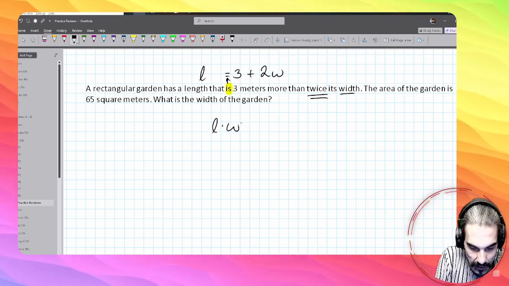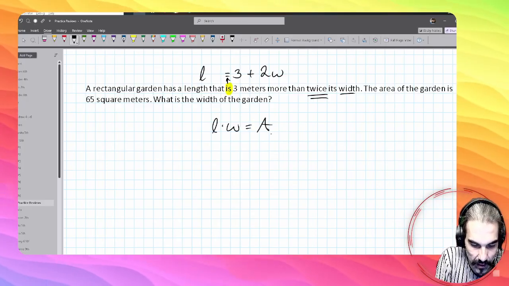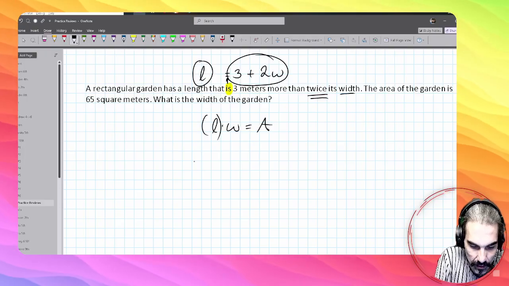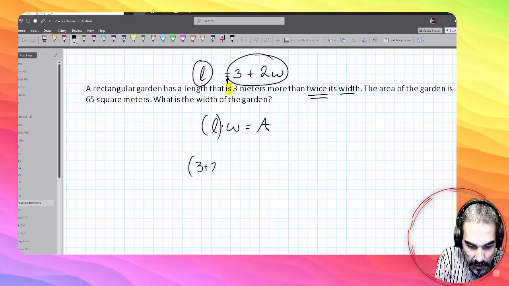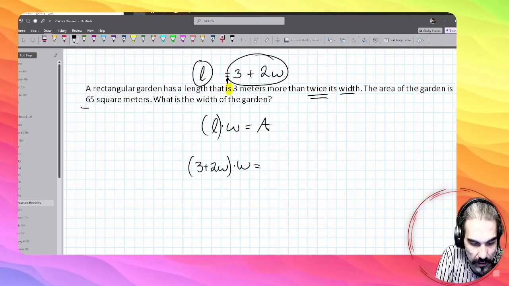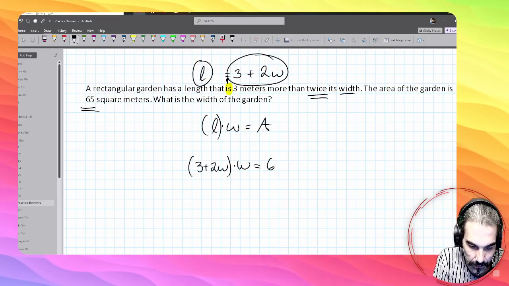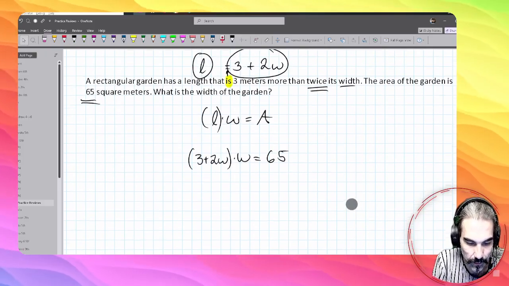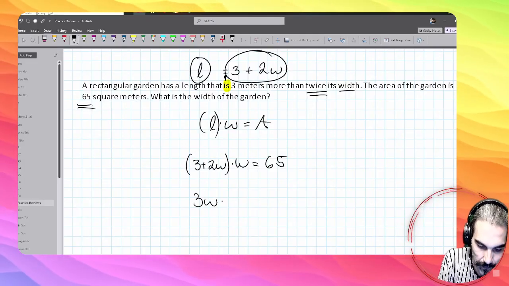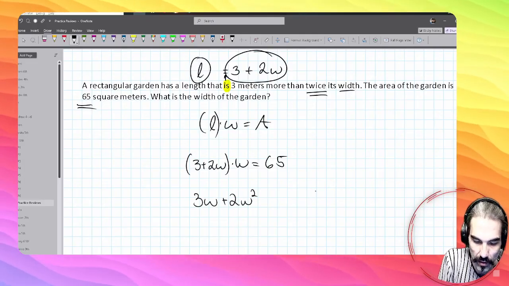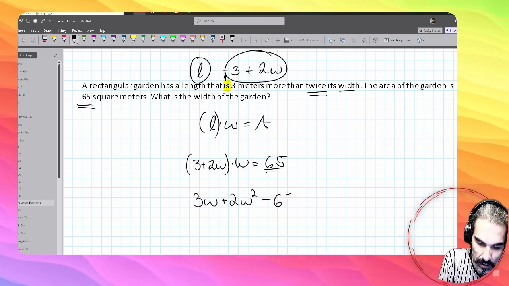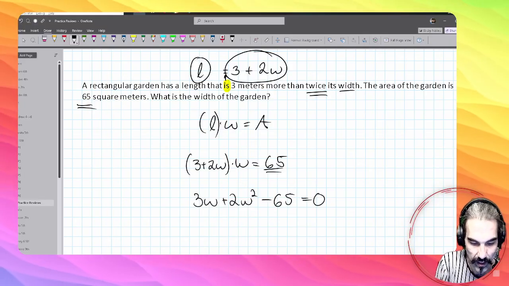Then we'll think about our area. We can plug in L into this: 3 plus 2W, and then times W, right? And 65 is the area. That's the setup, and now the process. Distribute as before. We already know we're going to move that 65 over to make it a negative, and set it equal to 0 so we can factor and solve.